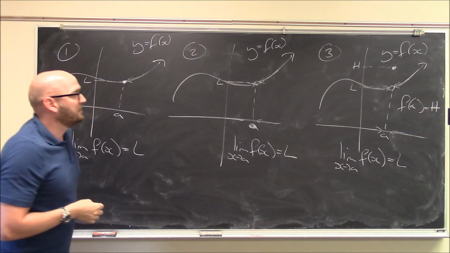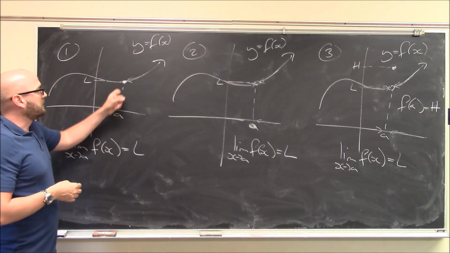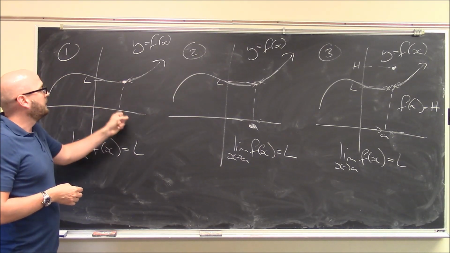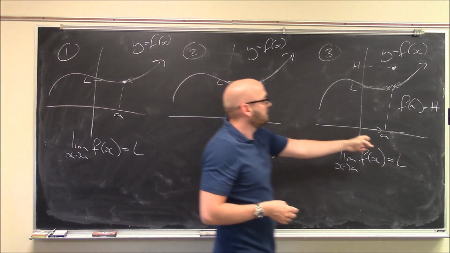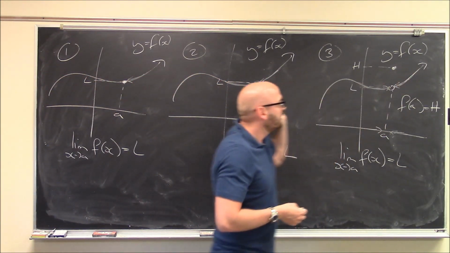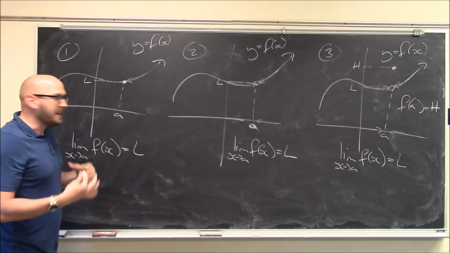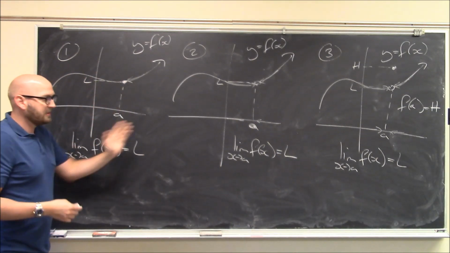So all 3 of these limits are the same, right? In this case, the function's defined to be the value L at a. Here it's undefined. Here it takes on a completely different value, h. But in all 3 cases, as you get close to a, they're all approaching L. So all of these limits are the same.